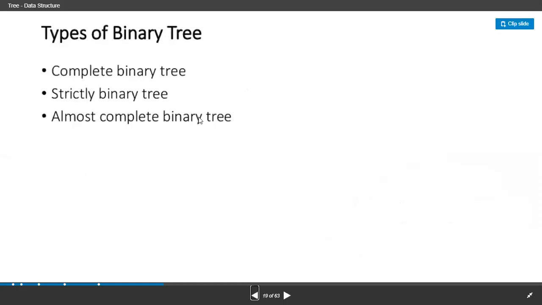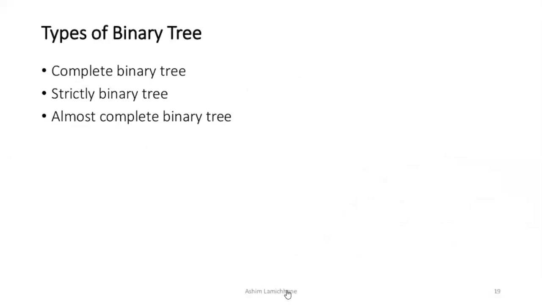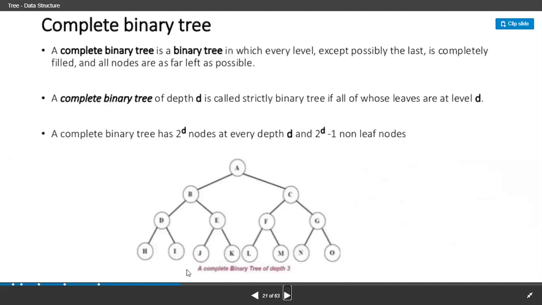So types of binary tree, we have these three types of binary tree: complete, strictly binary tree, and almost complete binary tree. In the complete binary tree, what is the condition? The condition is each node must have 2 children unless you are the last level node. So as you can see, each node must have 2 children unless you are the last level node. So this is called complete binary tree.